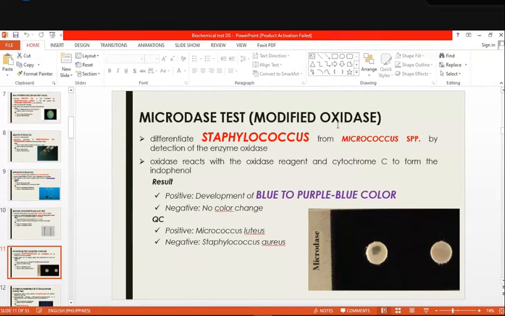The oxidase test differentiates Staphylococcus from Micrococcus species by detection of the enzyme oxidase. The oxidase reacts with the oxidase reagent and cytochrome C to form the indophenol. The indophenol is what produces the blue to purple blue color, ma'am, when it is positive.